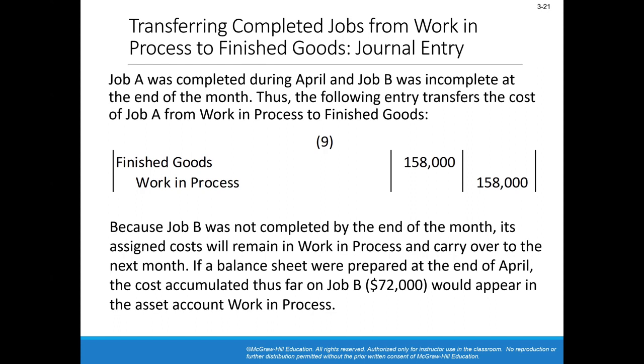And then we have job B not complete at the end of the month. Its assigned cost will remain in that work in process and it will carry over to the next month if it's completed. So if a balance sheet was prepared at the end of April, the costs accumulated thus far on B would be 72,000. So you would have to go back on the other slides and look at all the costs and add it up. But the remaining part of job B would be 72,000. That's going to stay in work in process.